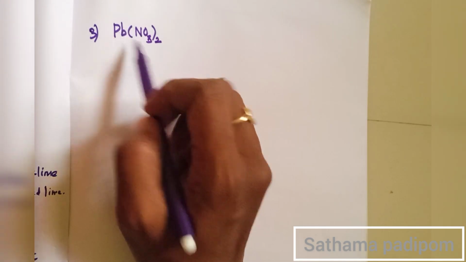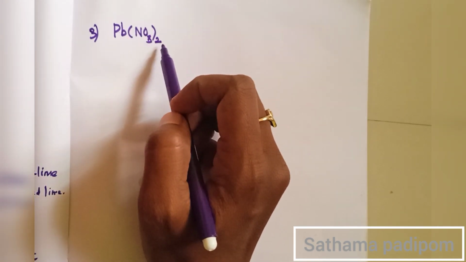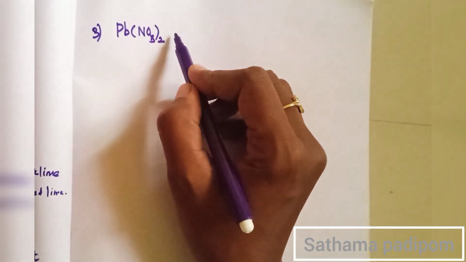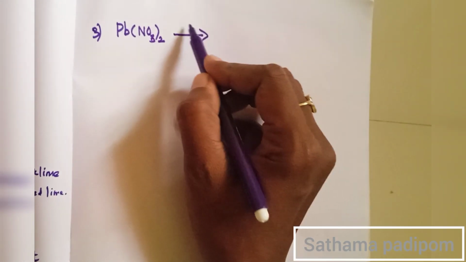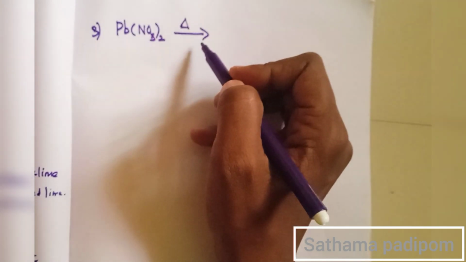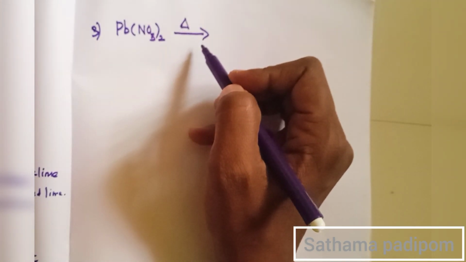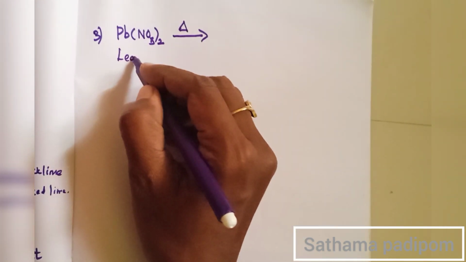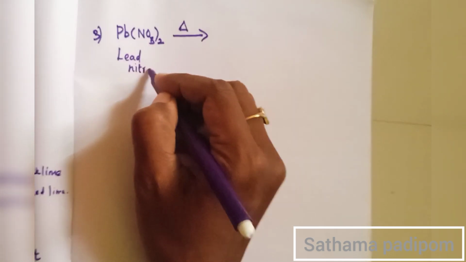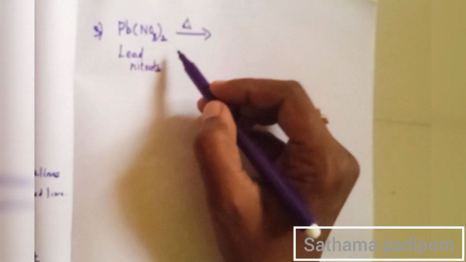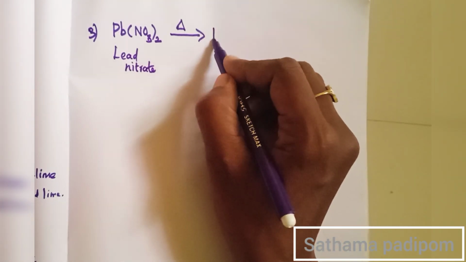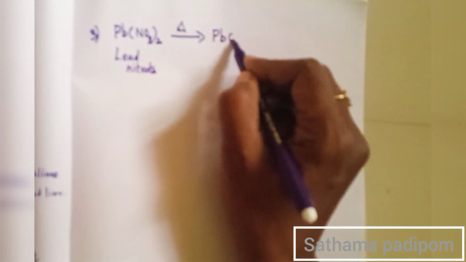Okay, so what is the valency of lead? 2. So Pb(NO3)2. Nitrate has valency 1. Okay, lead nitrate, thermal decomposition on heating. So what are the products you will get? The first one is lead oxide. So this is lead nitrate; on heating you are getting lead oxide, PbO.